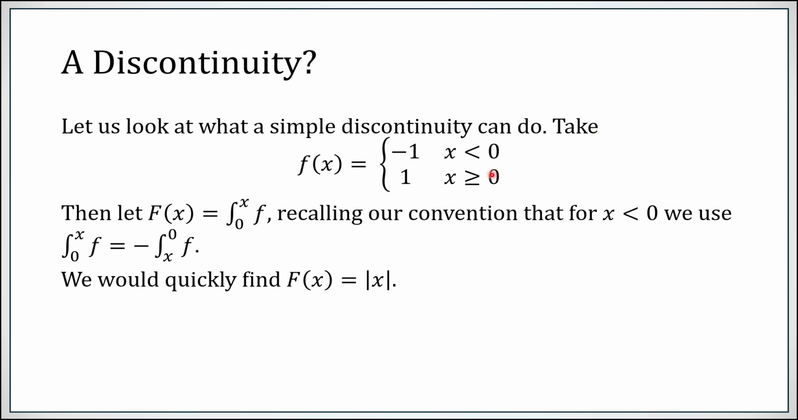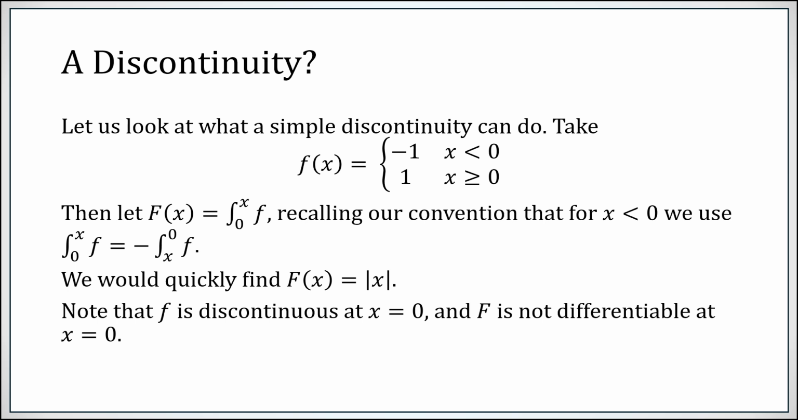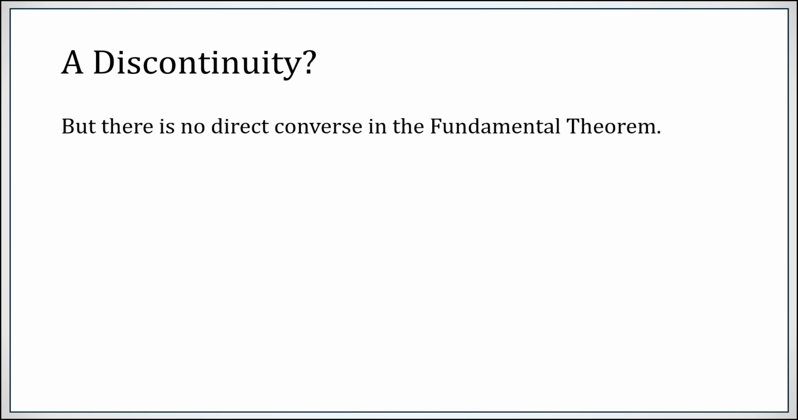As we move to the right of the origin, we're integrating 1. As we move to the left, we're integrating -1, but we're doing it in so-called reverse order, so we get an extra multiple of -1 there. So the original function little f is discontinuous at the origin, and that's exactly where capital F, the absolute value, is not differentiable. But there's no direct converse in the fundamental theorem.